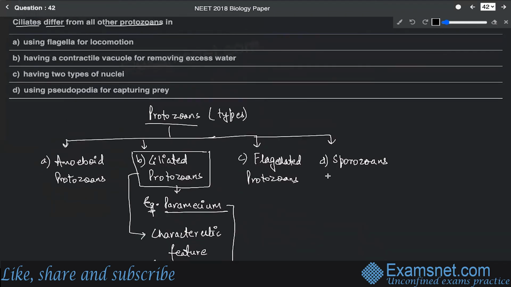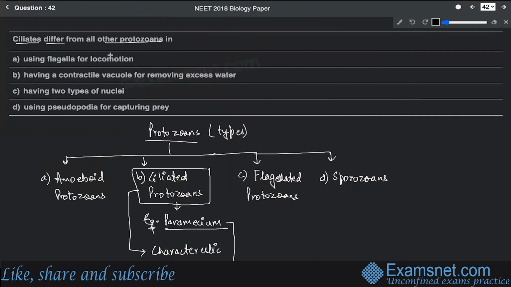All right, so if you look into the categories, using flagella for locomotion, no. This will actually belong to flagellated protozoan. So definitely this won't be the option.